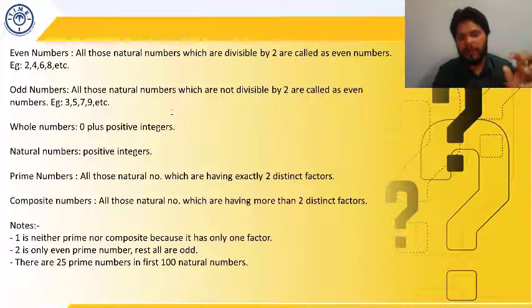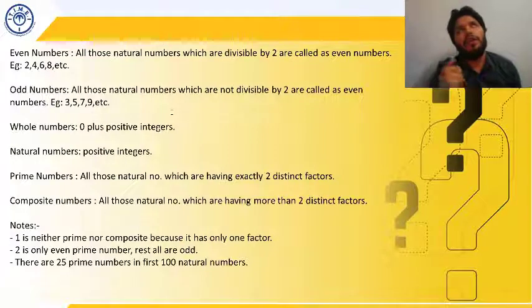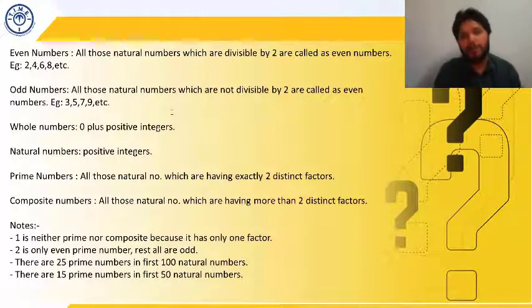You have to just mug up the value, so that you need not write starting from 2, 3, then after that, then after that. So you know the answer. There are 25 prime numbers in the first 100 natural numbers. There are 15 prime numbers in the first 50 natural numbers. These are the facts which you should remember.